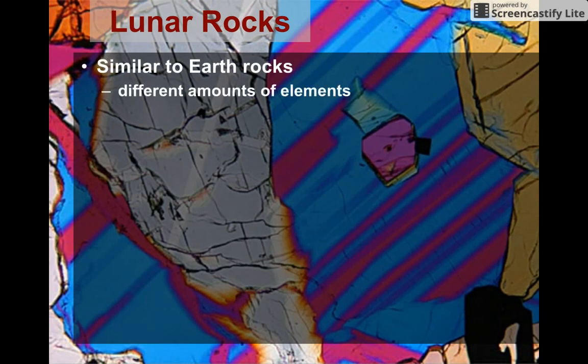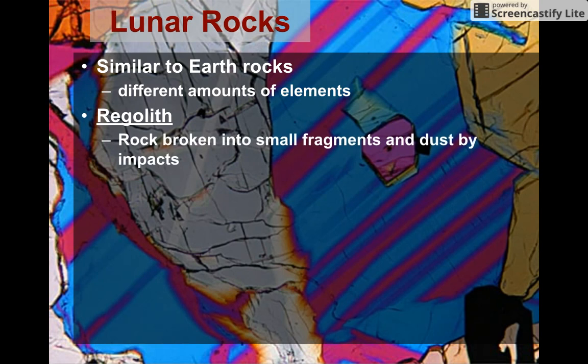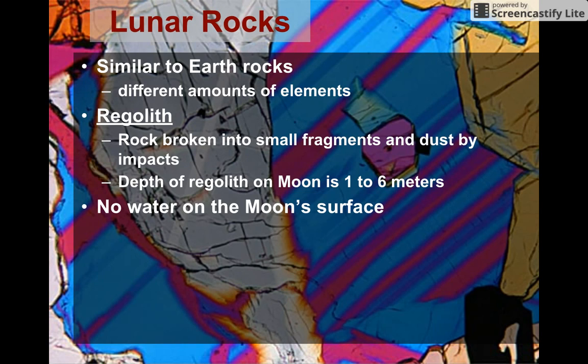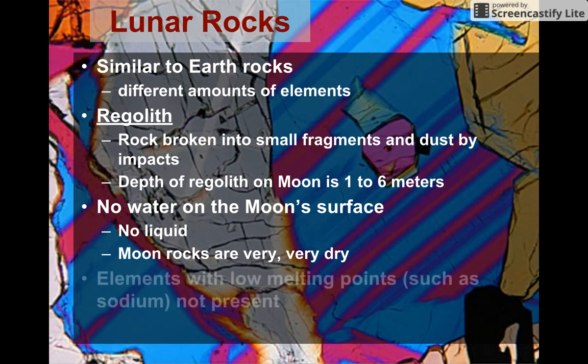Lunar rocks are similar, but not the same as Earth rocks. There are different amounts of elements. We also have regolith, which we have on Earth, but the regolith on the moon is different from Earth's. The rock was broken into small fragments and dust by the impacts. The depth of the regolith on the moon is anywhere from 1 to 6 meters. That's really deep. There's no visible water on the moon's surface. Moon rocks are very dry. Also, elements with low melting points, such as sodium, are not present, but we find those on Earth. So the moon is similar, but not the same.